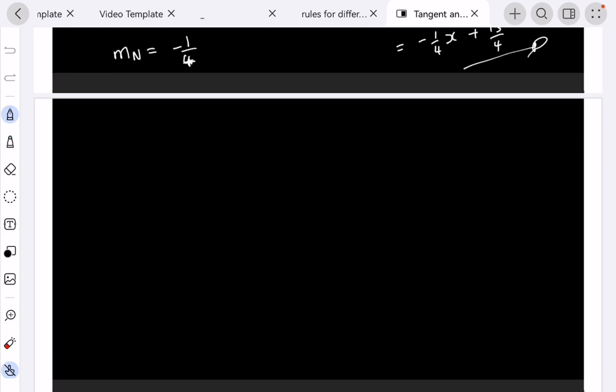Okay, so we have, last one. Determine the equation of the tangent to the curve defined by f(x) equals 2x cubed plus 2x squared minus 7x plus 1 at x equals 2. So we know the first thing to do is get your y when your x is 2.